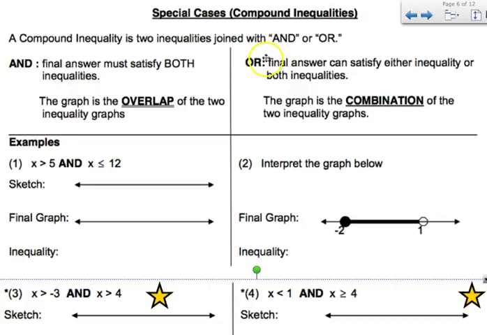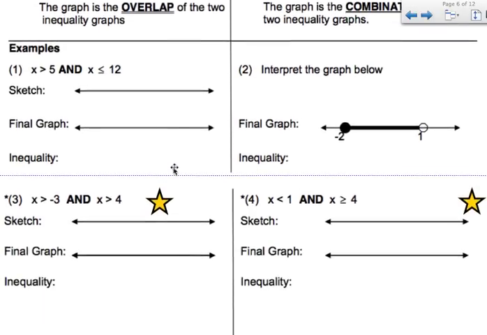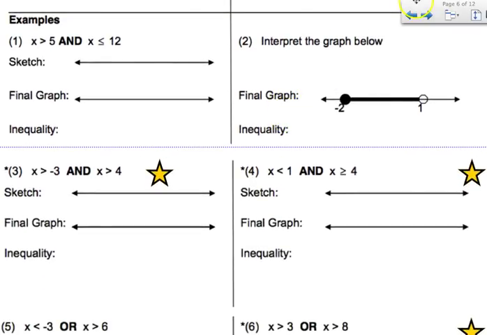For OR problems, the final answer can be either of the inequalities, so you're looking for a combination. You can have both answers here, and you need to overlap over here for AND. So let's look at some examples. The starred ones are the tricky ones.